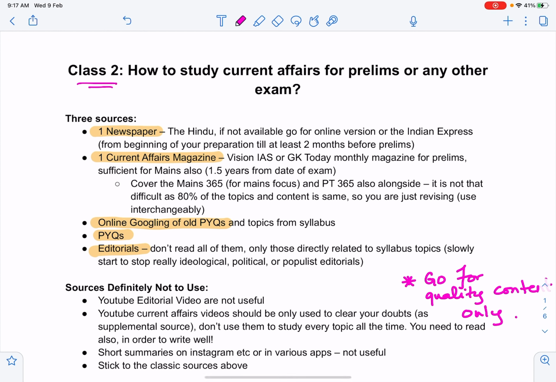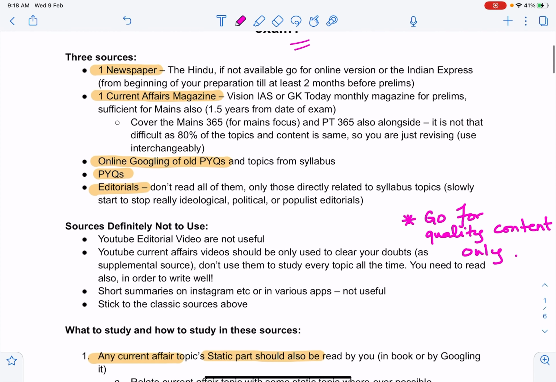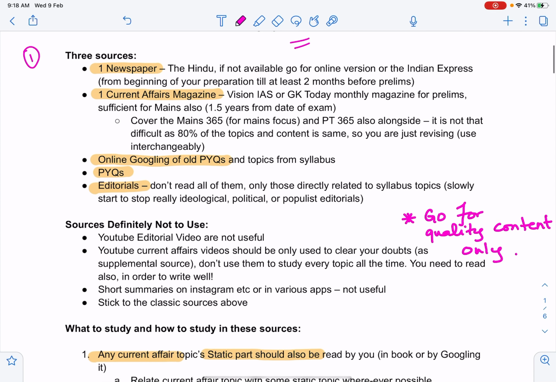Today I'm going to take the second class on my prelims series, and this class is going to focus on how to study current affairs for prelims or any other exam. And I will give you three main steps or three main strategies which you can develop to study current affairs for prelims. And these three strategies are going to focus on these three things.